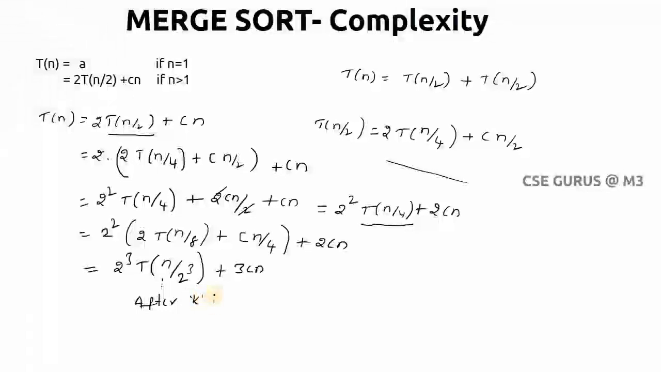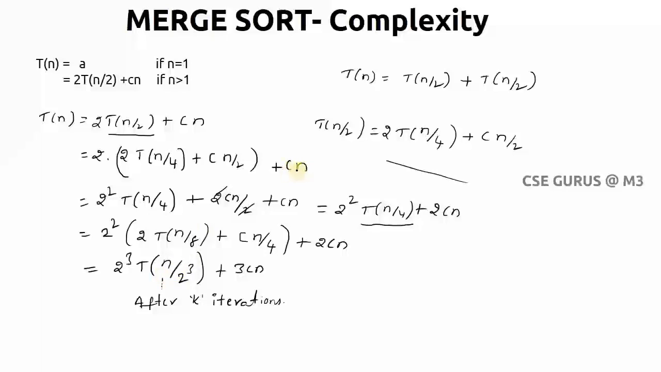After k iterations, what happens, we'll see. In the first iteration I'm getting 2 power 1, second iteration 2 power 2, third iteration 2 power 3. And in T of n by 2 power 1, second iteration n by 4 means 2 square, n by 2 power 3, like this in the third iteration.